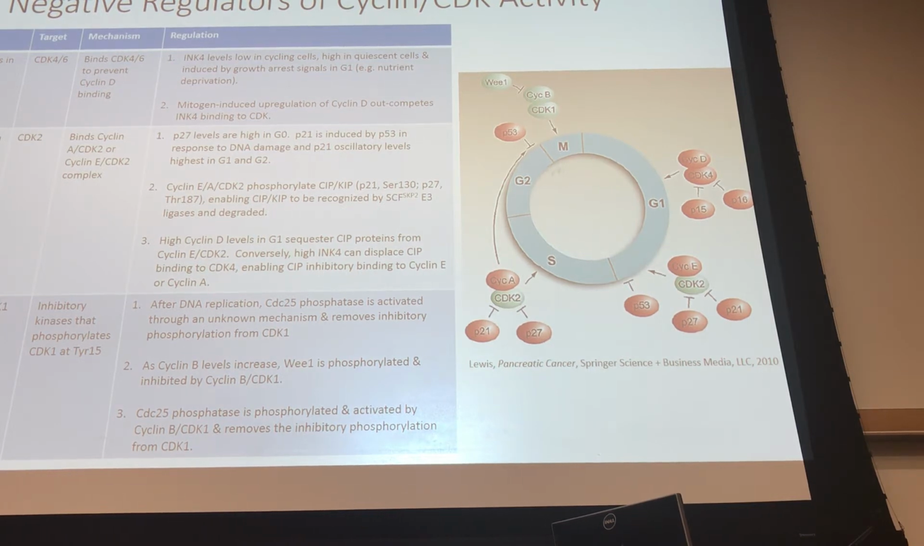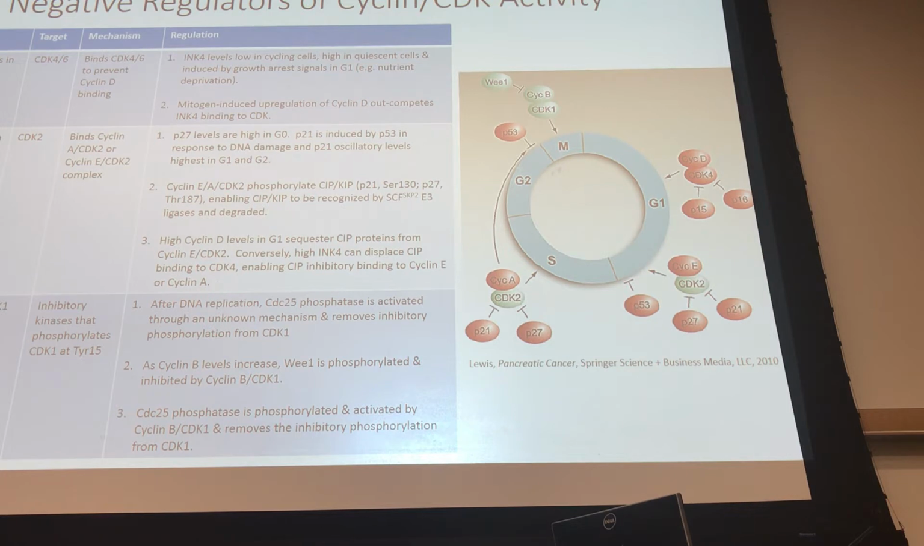They're going to be high in G0, binding to CDK4 or 6 so that it cannot bind to cyclin D. And what happens is, once the cell enters into the cell cycle, so enters into G1, these INK family proteins, their levels go down. So now they're not able to bind and sequester CDK4 or 6 away from the cyclin D that starts to be produced during G1.